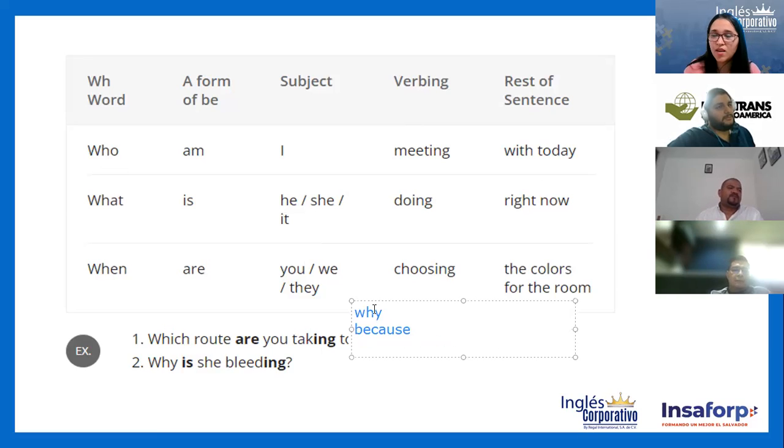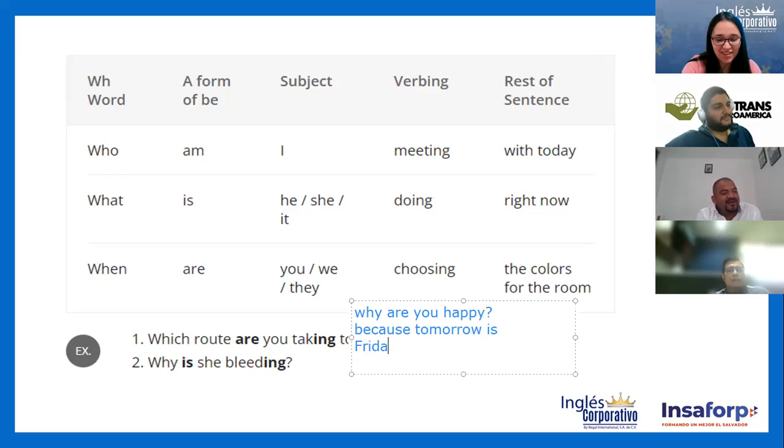For example, why are you happy, Carlos? Why are you happy, Carlos? Because tomorrow is Friday. Yes, right, because tomorrow, exactly, perfect answer, is Friday. There you go, right? Why is only for questions, and because is for answers.